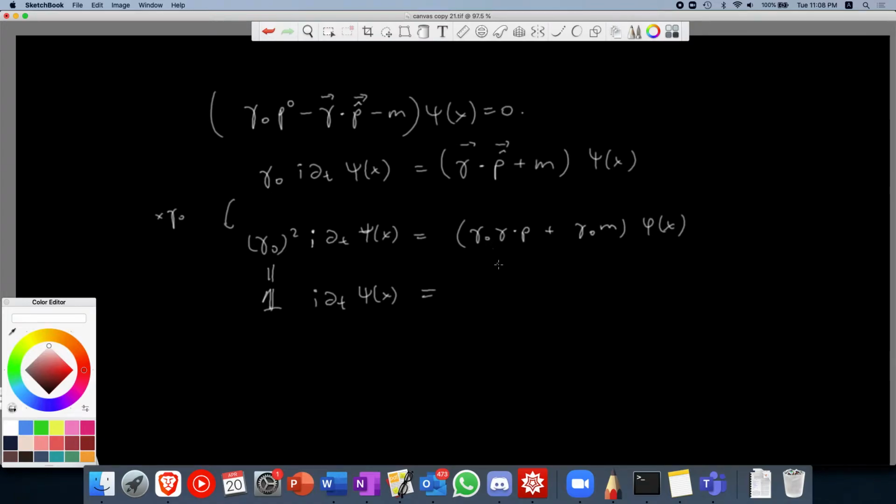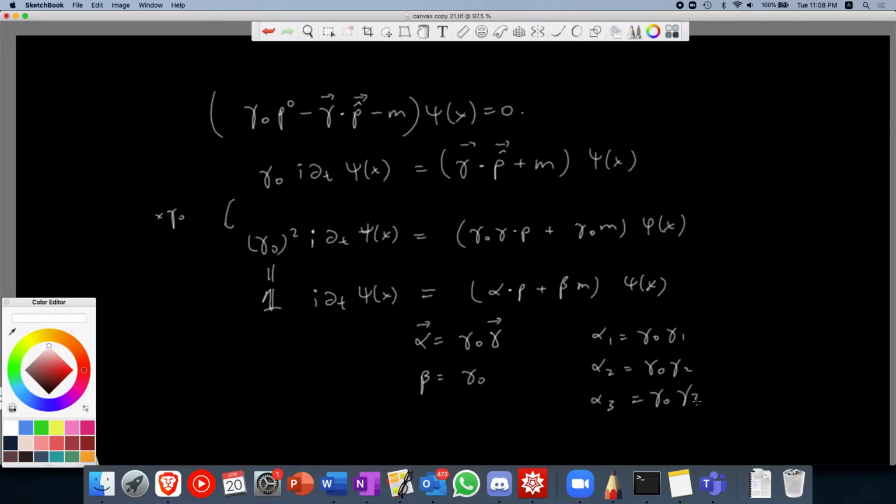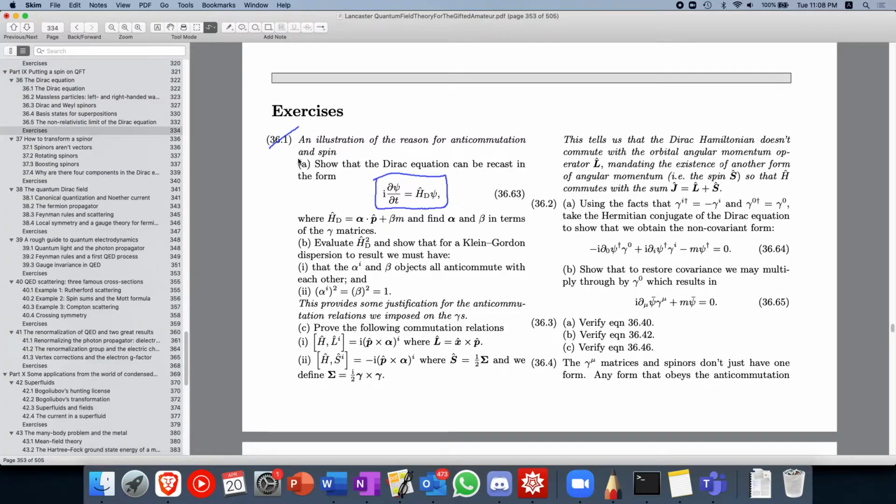And then if we write it in terms of alpha dot p plus beta m, then we immediately see that alpha equals gamma naught gamma, a three-component vector, and beta is equal to gamma naught. I mean alpha 1 equals gamma naught gamma 1, alpha 2 equals gamma naught gamma 2, and alpha 3 equals gamma naught gamma 3, that's what I mean by vector, and beta is equal to gamma naught. So yeah, we have done the first part A.